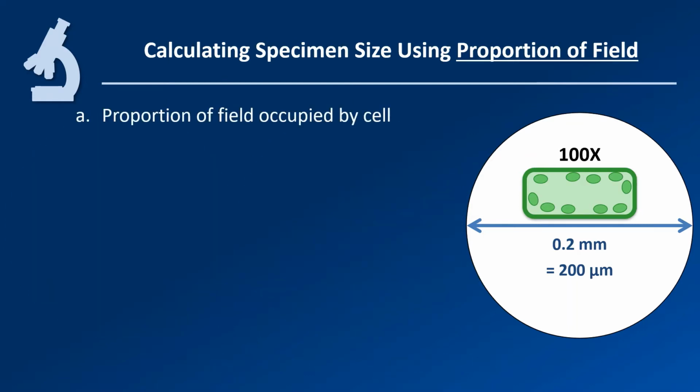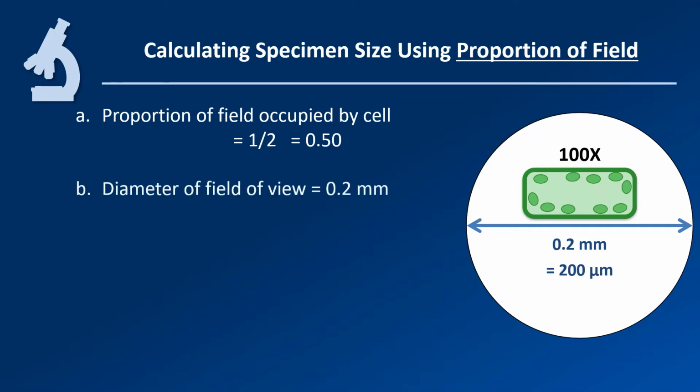So if you take a look at this, here is the cell under the 100 times. When I'm talking about the proportion of the field, the whole idea here is figuring out what fraction of the field that cell takes up. That's a pretty big cell, and I'm estimating it's about half of the field. So in that case, 1/2 is the proportion, and you can make that into a decimal, which is 0.5.